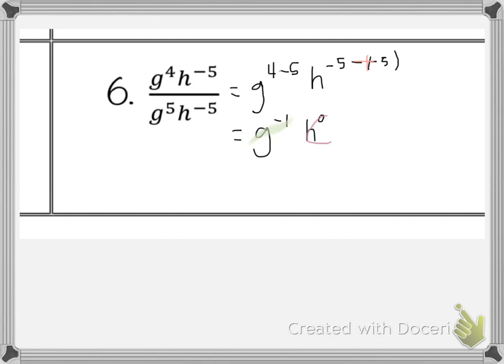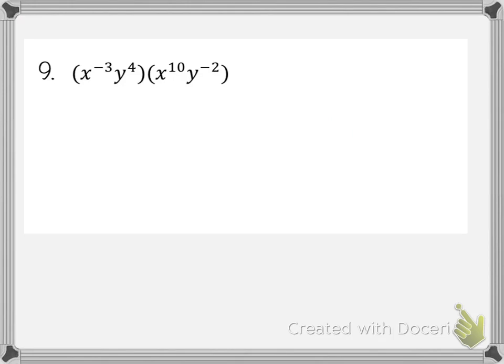Sorry, so this becomes a 1. So now I can move my g to the negative 1st power to the denominator. So I'm going to have 1 over g. Okay, now let's do another example here.